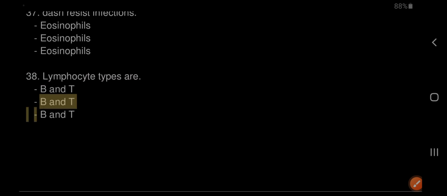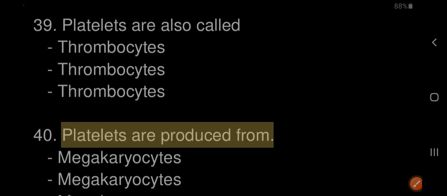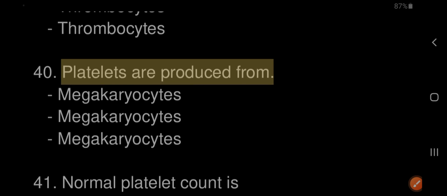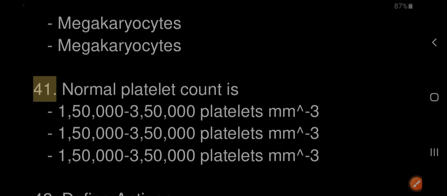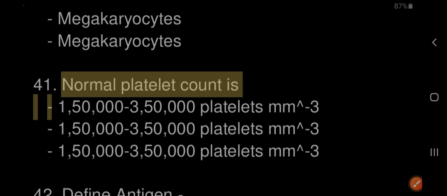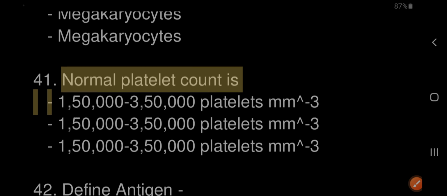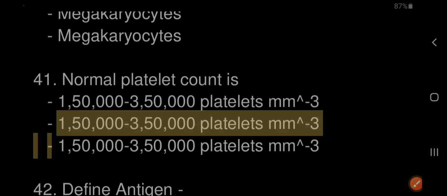39. Platelets are also called thrombocytes. 40. Platelets are produced from megakaryocytes. 41. Normal platelet count is 150,000 to 350,000 platelets per mm³.